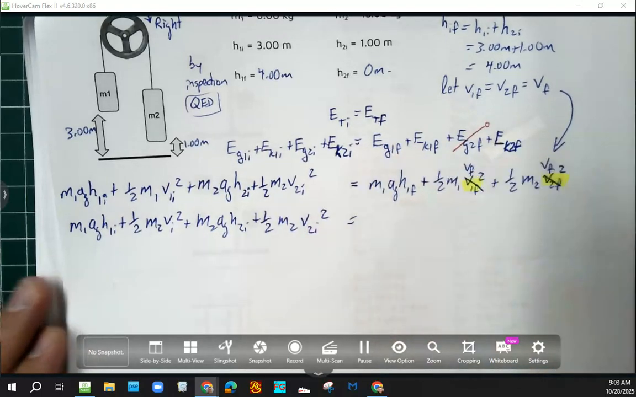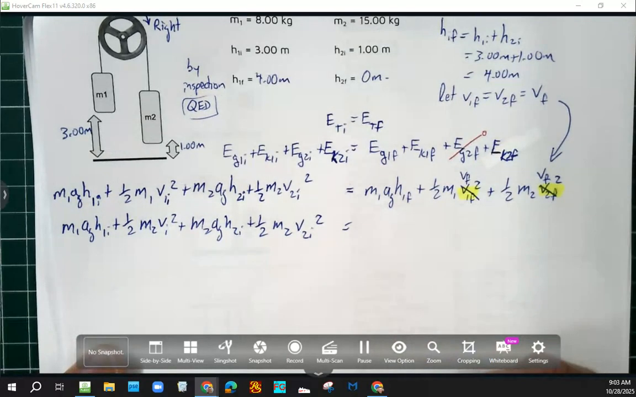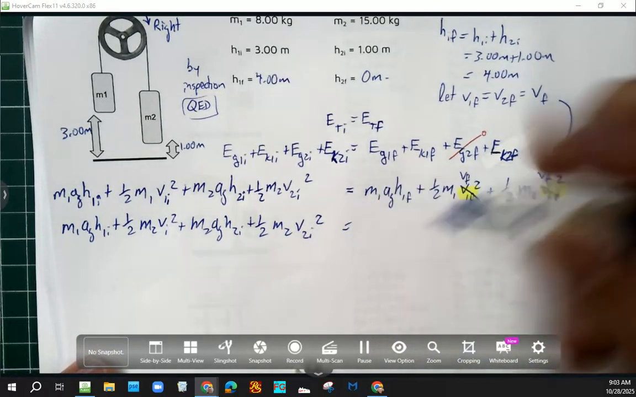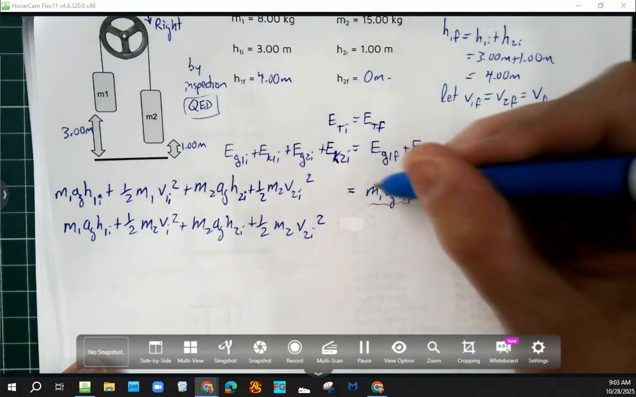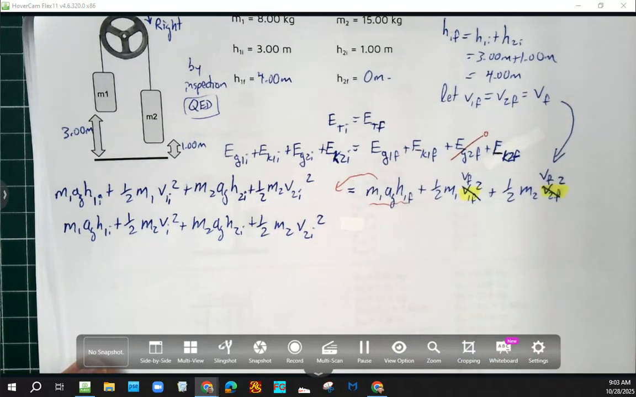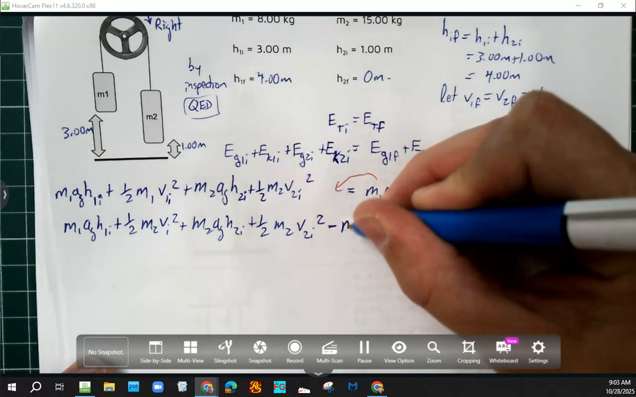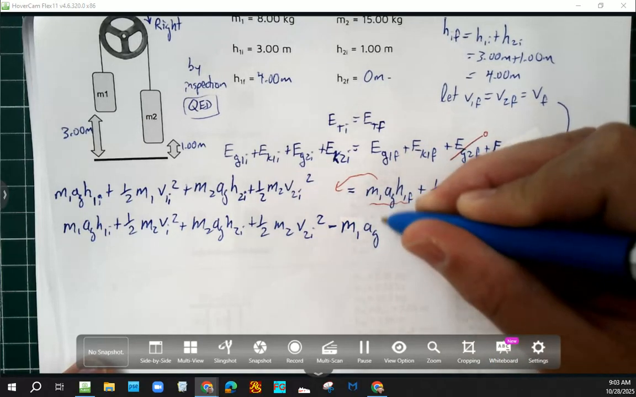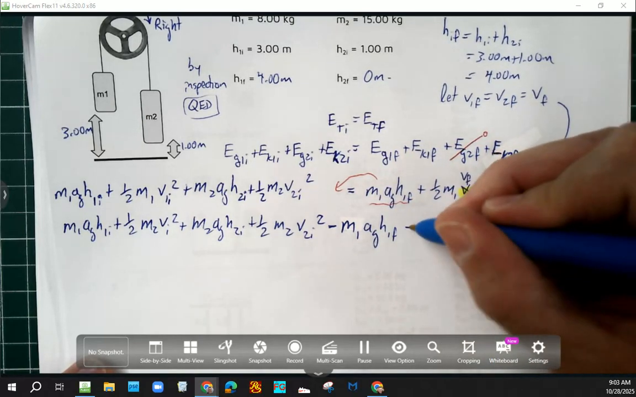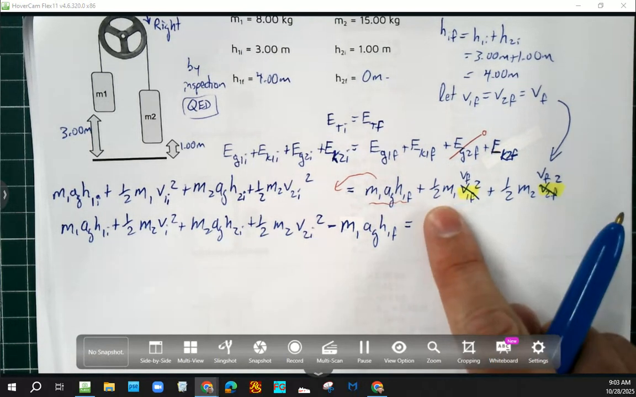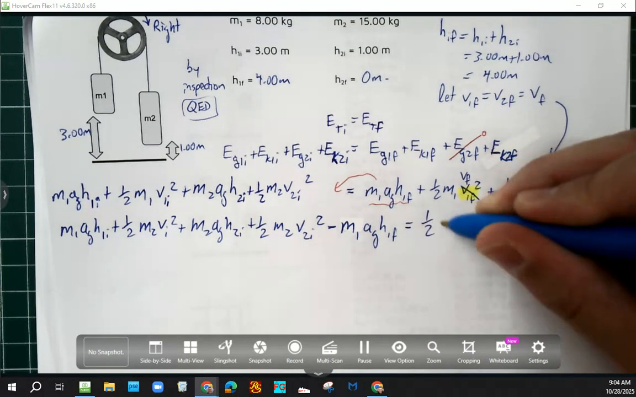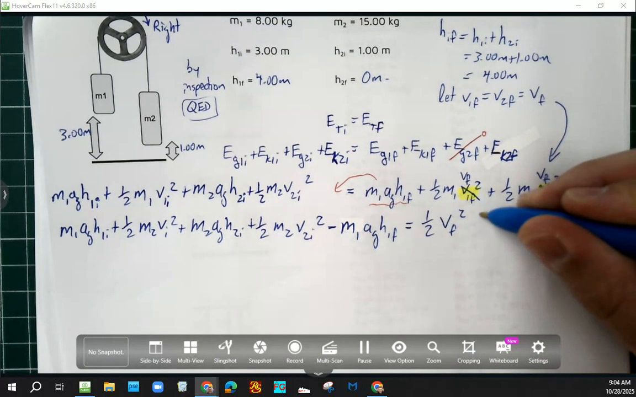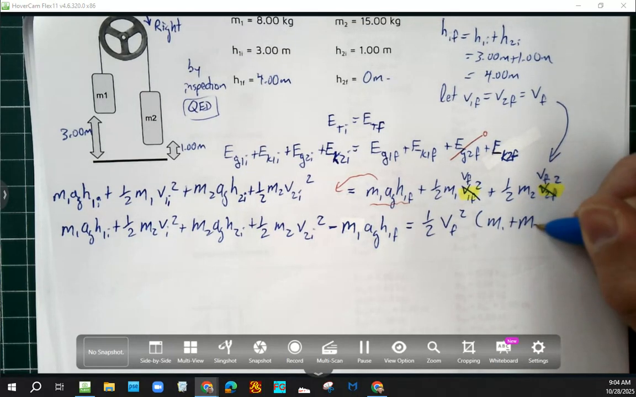And I can, you know what? Hey, why don't I do something like, so I have one last line of writing to do, because this is a lot of writing. Why don't I take this term and bring it over? So minus M1 AG H1 final equals, and then I got to think about this remaining material and how I'm going to factor that out. So 1/2 VF squared is going to factor out, and it's going to leave behind M1 plus mass 2.